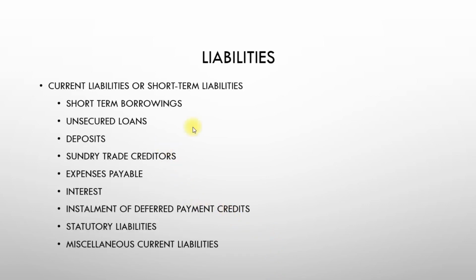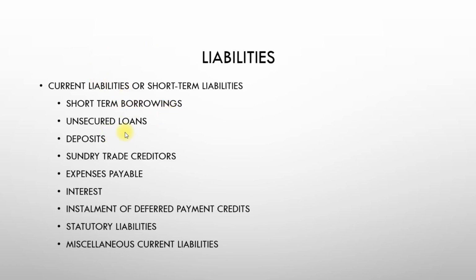Next is current liabilities or short-term liabilities, which are short-term borrowings, unsecured loans, deposits, sundry trade creditors, expenses payable, interest, installment or deferred payment credits, statutory liabilities, and miscellaneous current liabilities. We'll explain some of them. Short-term borrowings is one type, where it is borrowing from a bank or in the form of cash credit against stocks or book debts, bills discounted, bills purchased, foreign bills, overdraft, pre-shipment credit, etc. These are all short-term borrowings, which is money to be paid back, so it is a liability.